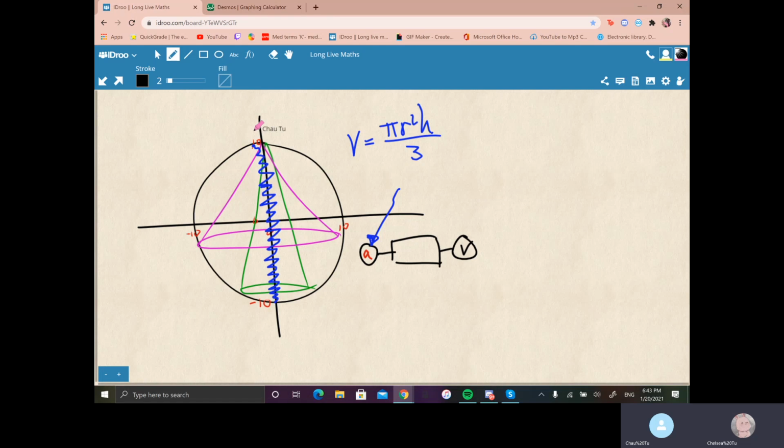So what's the domain for our problem? I need to know the domain for A. A can be anything over -10. So A can be greater than or equal to -10. Can it be dead on negative 10? Yes. What would be the volume when it's dead on negative 10?